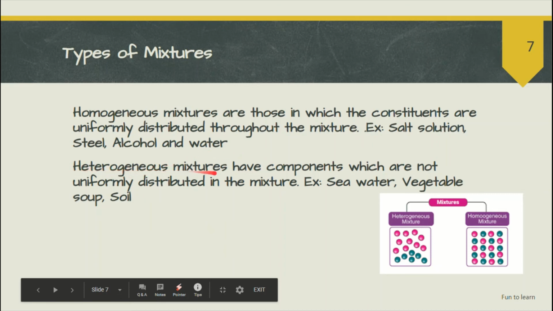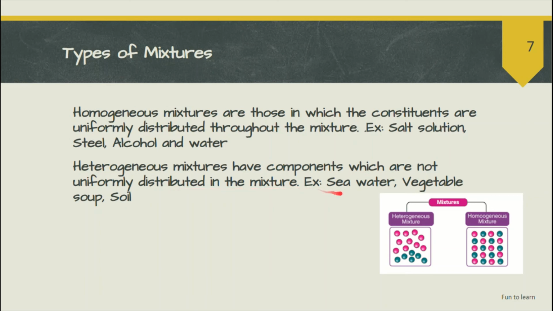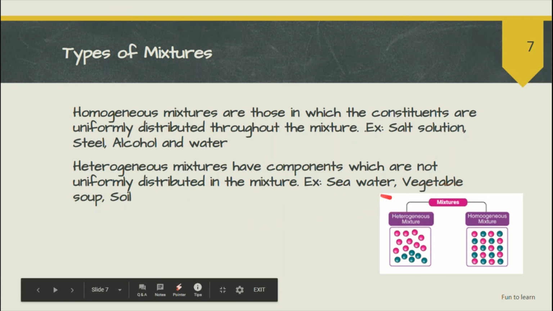Heterogeneous mixtures have components which are not uniformly distributed in the mixture. Examples are seawater, vegetable soup and soil. In vegetable soup, you can differentiate between the vegetables and the watery part. In soil, you can differentiate between the stone and the soily part. In seawater, you can differentiate between the sandy part and the water. In the diagram, the first picture is of a heterogeneous mixture, where the particles are not uniformly aligned and are scattered everywhere. But in a homogeneous mixture, you can see how uniformly aligned they are.